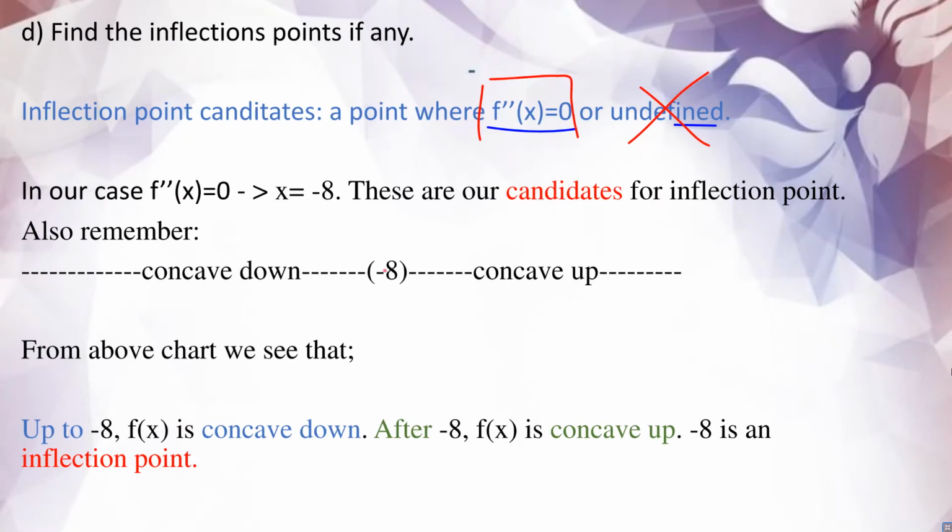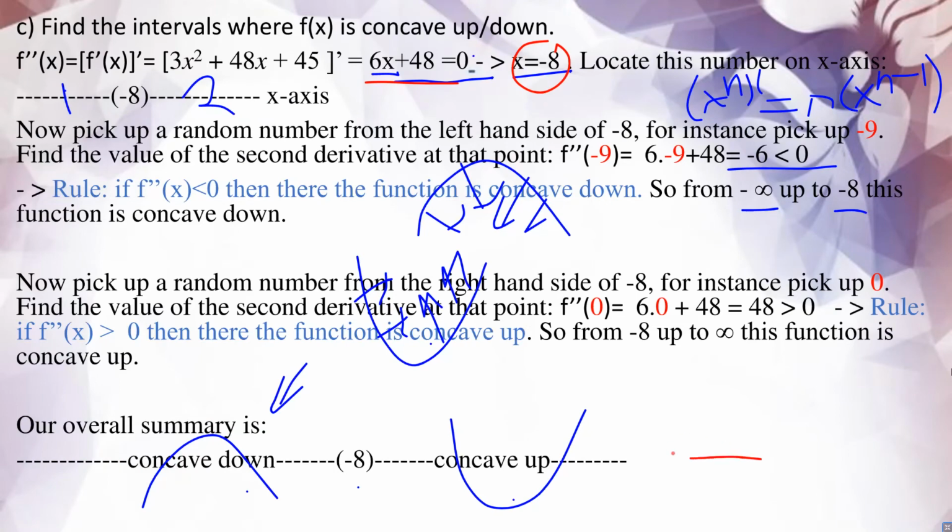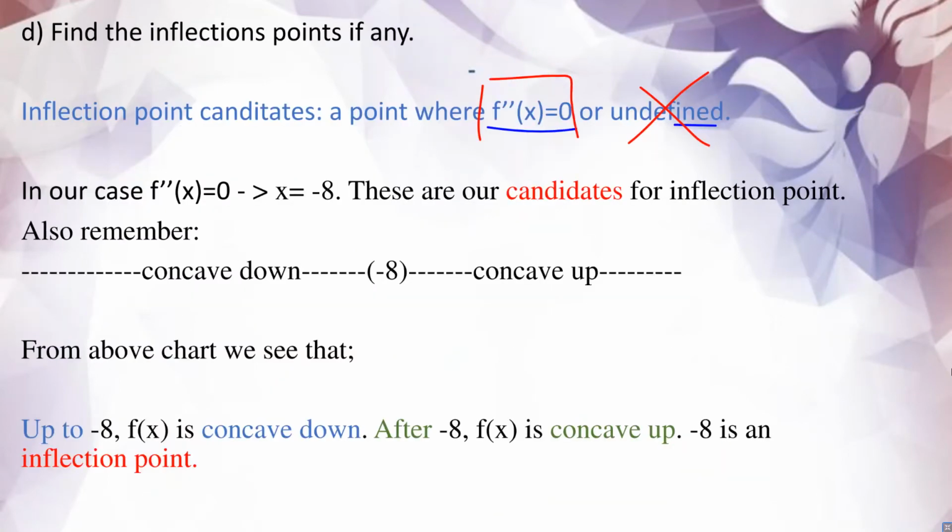And also remember that before minus 8, the function was concave down, and after minus 8, it was concave up. It's the result of the part C of this question. Okay, it's just a copy-paste. Now, what I'm going to say is this. From the above chart, we see that up to minus 8, the function is concave down. After minus 8, it is concave up. So minus 8 is an inflection point. Yes, when the concavity changes around a point, we call that point inflection point.